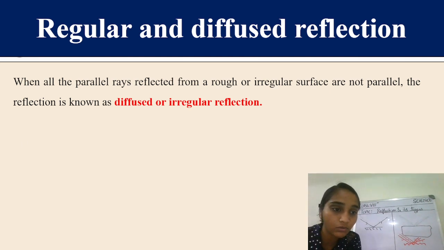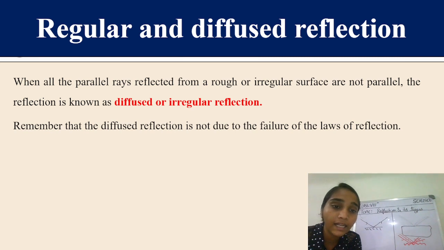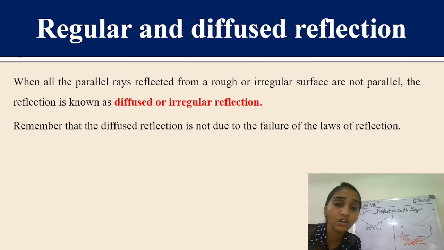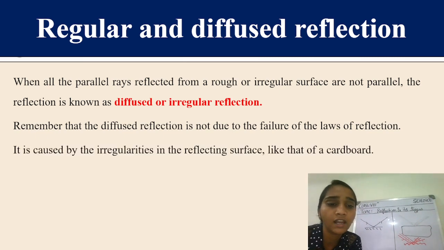Remember that diffused reflection is not due to the failure of the laws of reflection. You might be wondering that the law of reflection says the angle of the incident ray and the angle of the reflected ray are the same, but over here it is not a failure. It is caused by the irregularities on the reflecting surface, like that of a cardboard also. It is only because of the irregularities that we see diffused reflection.